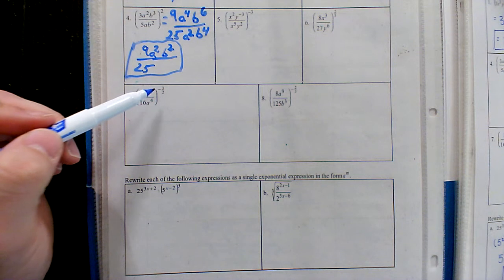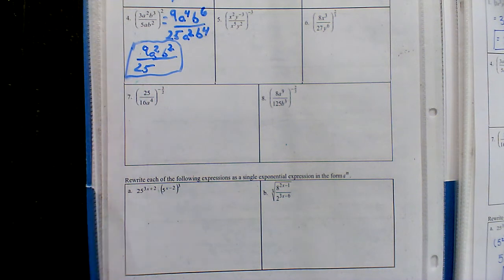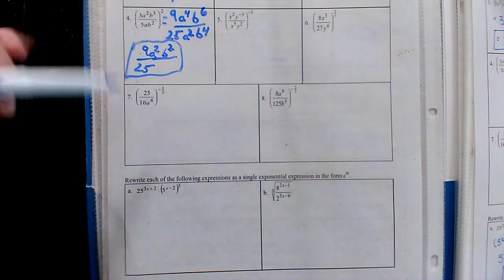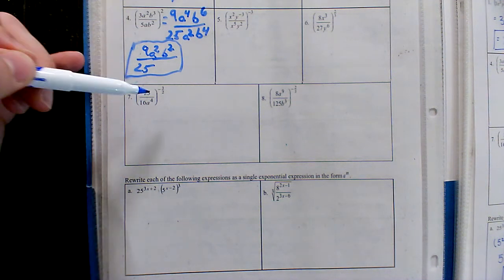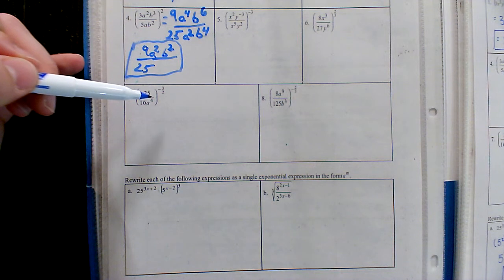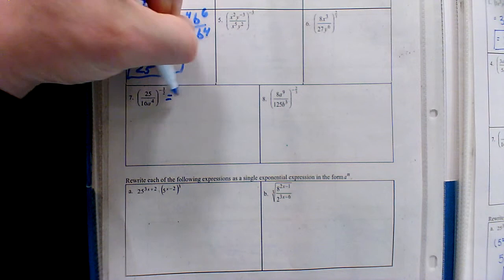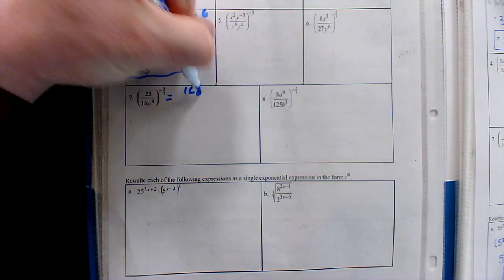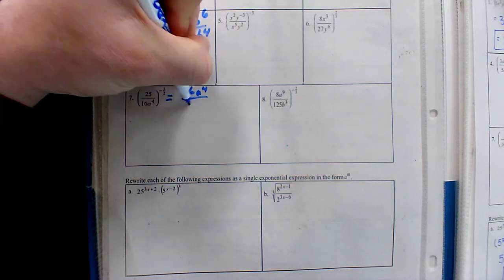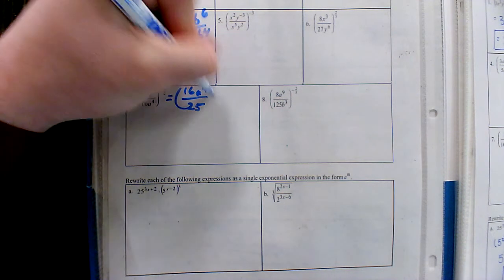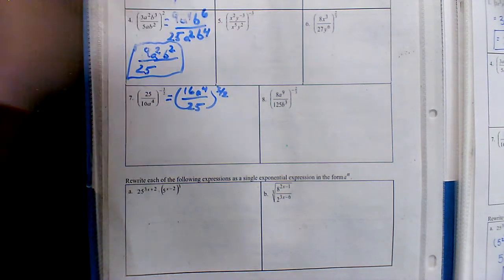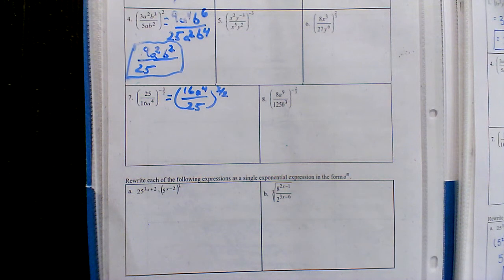So problem 7, we see we have this negative fractional exponent. So the trick for this one, what we're actually going to do, first off, we know it's negative. So anything that would be in the top would go to the bottom, and anything in the bottom would go to the top. So we can start by changing this to 16 a to the 4th over 25, and that's all to the positive 3/2 power. The negative exponent flips it.